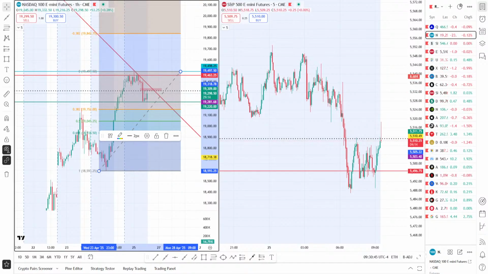Eyes on market open. Let's see what we get today. Let's go back down to the 1 minute. To the 5-minute time frame.